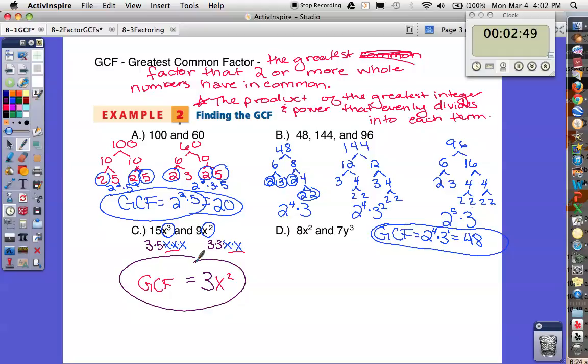Let's look at your next one. Let's break it up here. 8x squared, break up 8, would be 2 times 2 times 2, or 2 cubed, times x squared. And 7 is already prime, and then we would have y cubed, or you can write them out. What do they have in common, guys? Nothing. So there's no GCF.